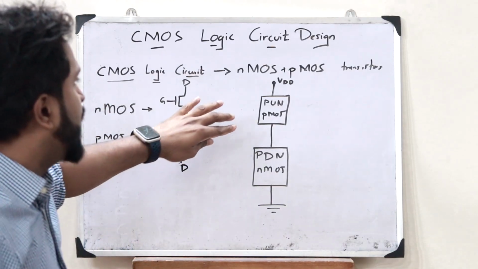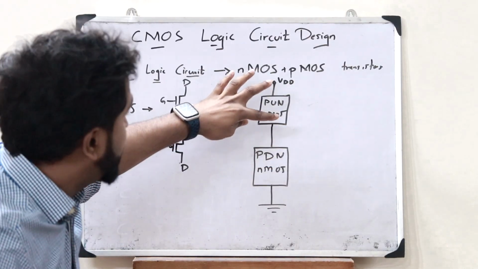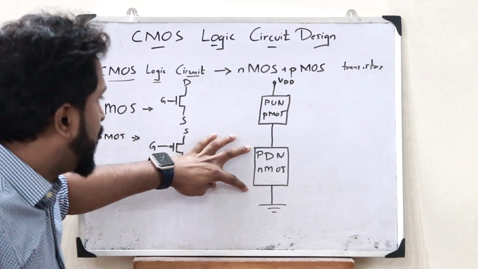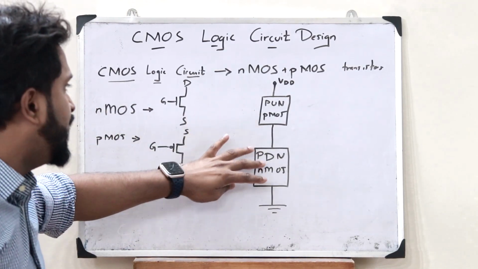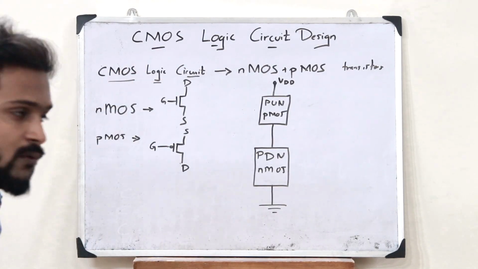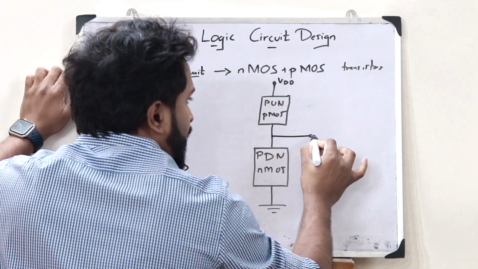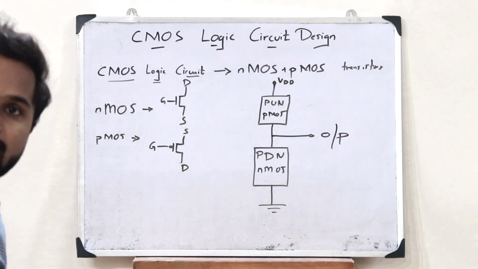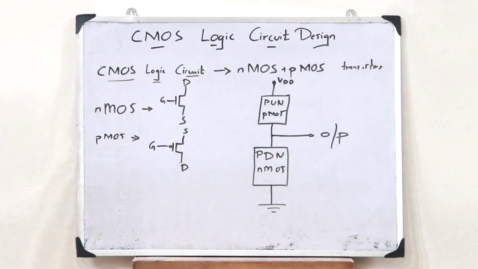So with the help of a pull-up network and a pull-down network, in which the pull-up network consists of PMOS transistors and the pull-down network consists of NMOS transistors, that is how we create a CMOS logic circuit. And here, in between these two, we take the required output like this. This is simply how we create a CMOS logic circuit.